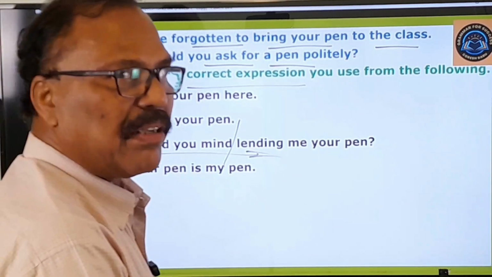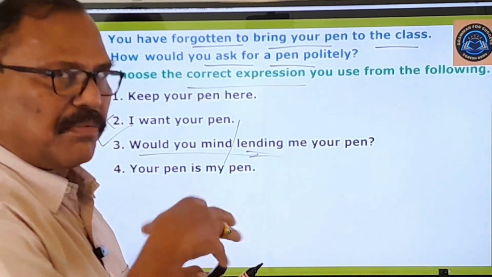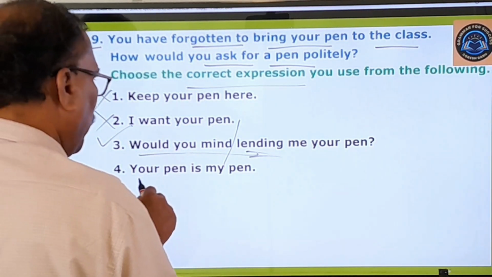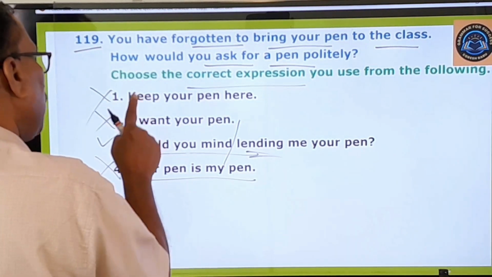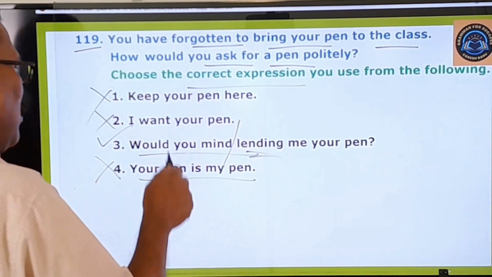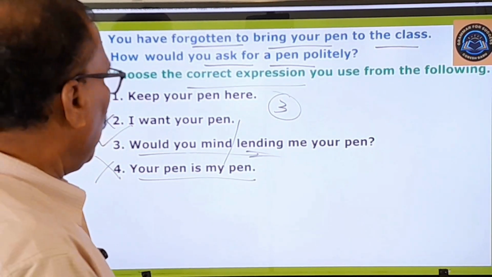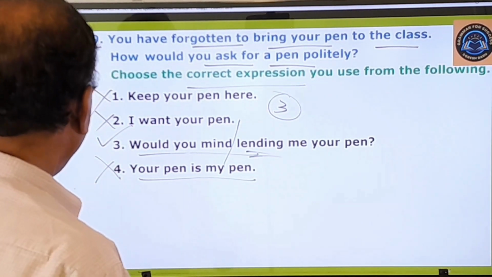Would you lend me your pen, some Telugu meaning. So it's a very polite way. So this is the right one. Your pen is mine. No. So the first one, second one, and fourth one are absolutely wrong, and only the third one is the right one. That is your answer. Right. Now you go to the 120th question.